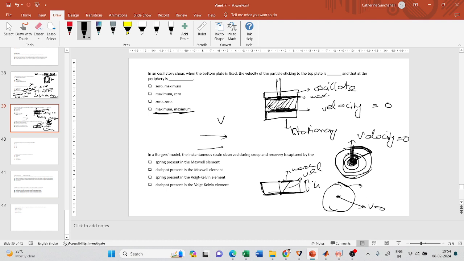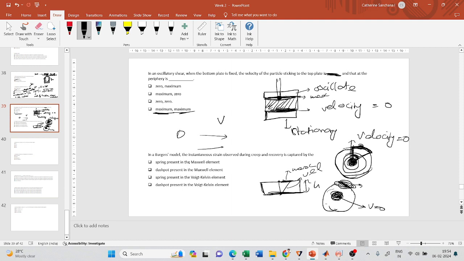So what I asked is top plate and periphery. So top plate and periphery is maximum. Had I asked top plate and center, then it would have been 0. It is just one location, top plate, periphery, whereas top plate alone can be any position, right? So in this question I want the velocity at the periphery, whereas if I had mentioned center, then the velocity would have been 0. Okay, so let us move to the next question.